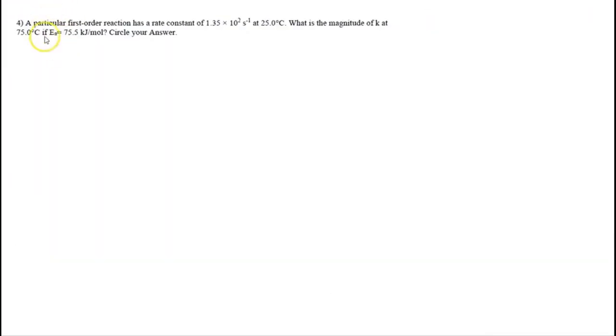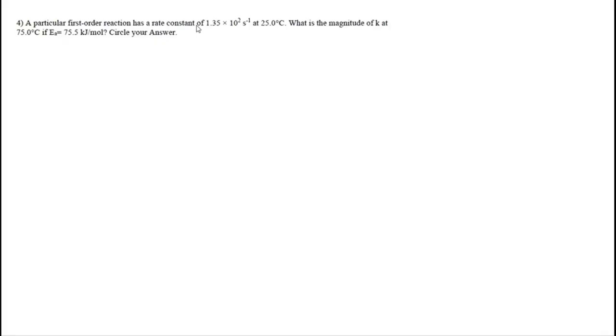All right, so it says a particular first order reaction has a rate constant of 1.35 times 10 to the 2 seconds to the minus 1 at 25 degrees Celsius. So we have a rate and we have a temperature. The only thing that's going to help us relate temperature specifically to rate, if that's all we have, is the first thing I want to start thinking about. Okay, well, what relates temperature to rate? That's the first thing they're giving me. Might not have too much. Let's continue on to read.